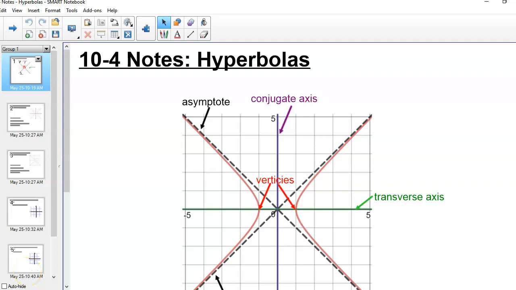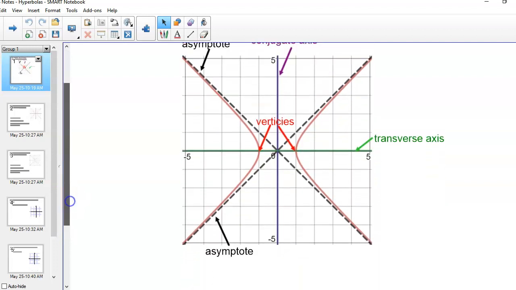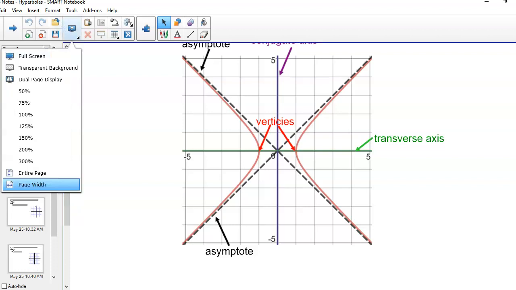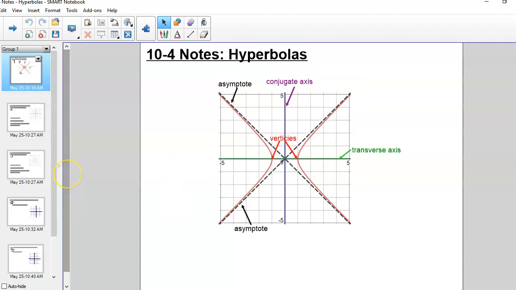Okay, so in section 10.4, we are going to look at hyperbolas. And hyperbolas have this shape that we see right here. Let me zoom out a little bit so that we can see them better. They have this shape that we see right here. That red graph right there is your hyperbola.